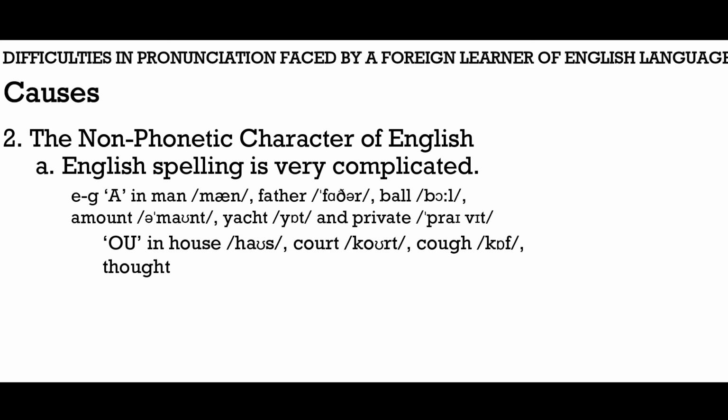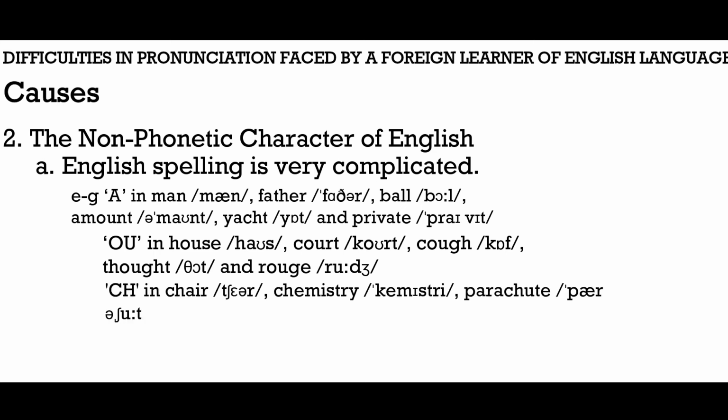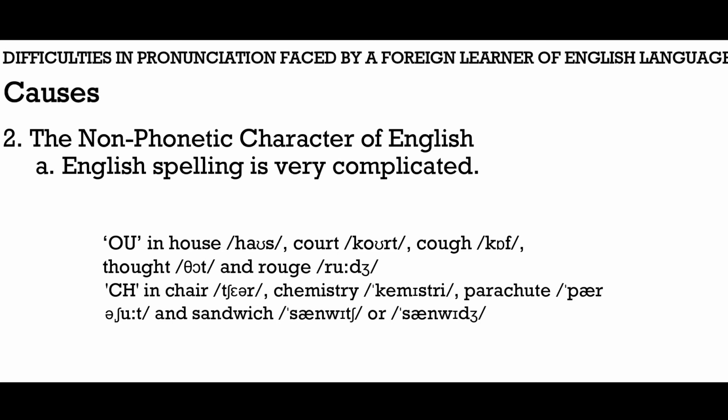Second, for example, OU may be pronounced in many different ways, as in house, coat, cough, thought, and rouge. Here we can see that the combination of these two letters is pronounced differently in each of these words. We can take another example as well. For example, the CH sound is pronounced in 7 different ways. How? For example, in the words chair, chemistry, parachute, sandwich, and so on.